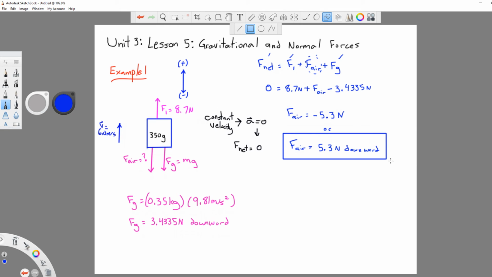A couple things I just want to mention before I let you go is to watch out for this keyword, constant velocity, meaning that our F net on the object is 0, and also making sure that you switch your units into kilograms, because grams are going to give you some wonky values. Okay, that's all.